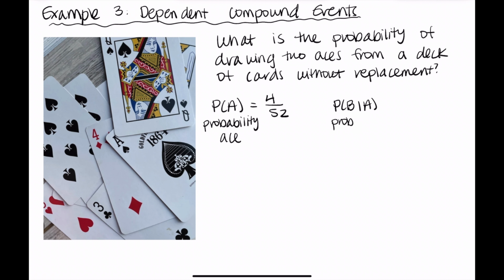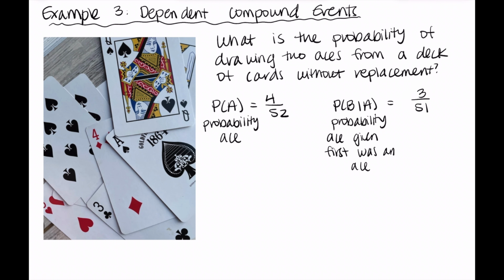And now we're looking for the probability of B given A. So given that we already pulled an ace, what is the probability of pulling another ace? Well, we started off with 52 cards in the deck, but we already pulled one. So that means that there's 51 cards left. And if we already pulled one of the 4 aces, that would mean the probability of getting an ace given that the first was an ace would just be 3 over 51. So the probability of A and B here would be 4 over 52 times 3 over 51.